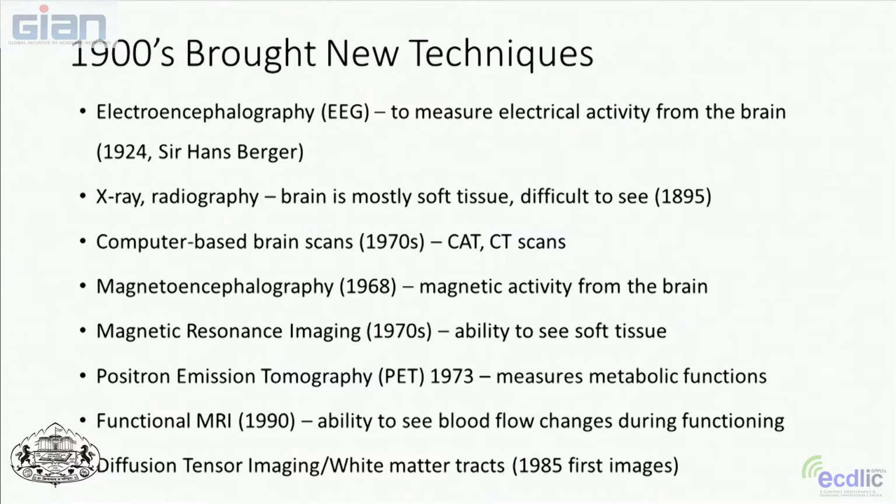MEG came around in the late 1960s, and this is very similar to EEG, but it looks at the magnetic fields that come from the brain rather than the electric. Then MRI came about around the 1970s. This gave us a better ability to see soft tissue. And right around the same time came PET scanning, which is positron emission tomography. This was used, and is still used today, to measure metabolic functions. Functional MRI came about in the 1990s, and around the same time came diffusion tensor and white matter tract imaging. And we're going to talk about each of these a little bit.